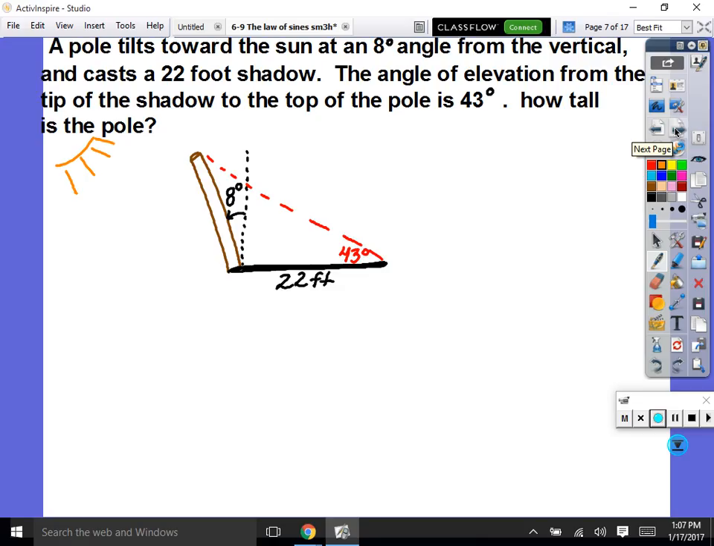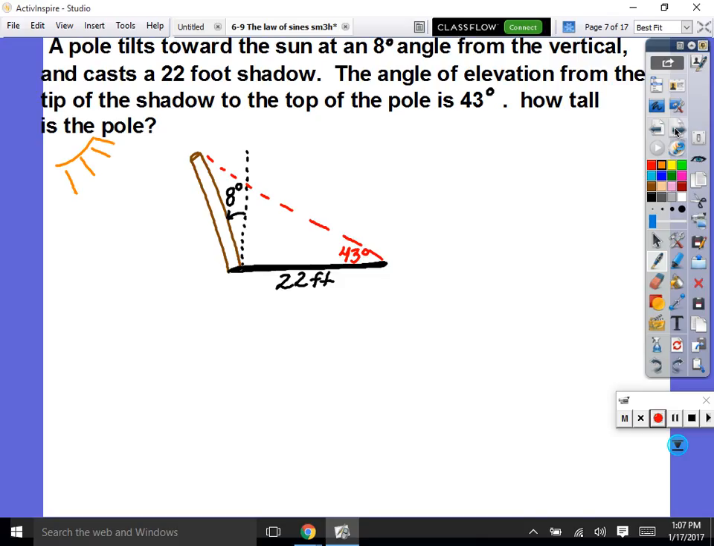Okay, next thing, you're going to be asked to draw your own pictures. So just look at this one and then see how I make sense of how to draw. It says, a pole tilts toward the sun at an 8-degree angle away from the vertical and casts a 22-foot shadow.